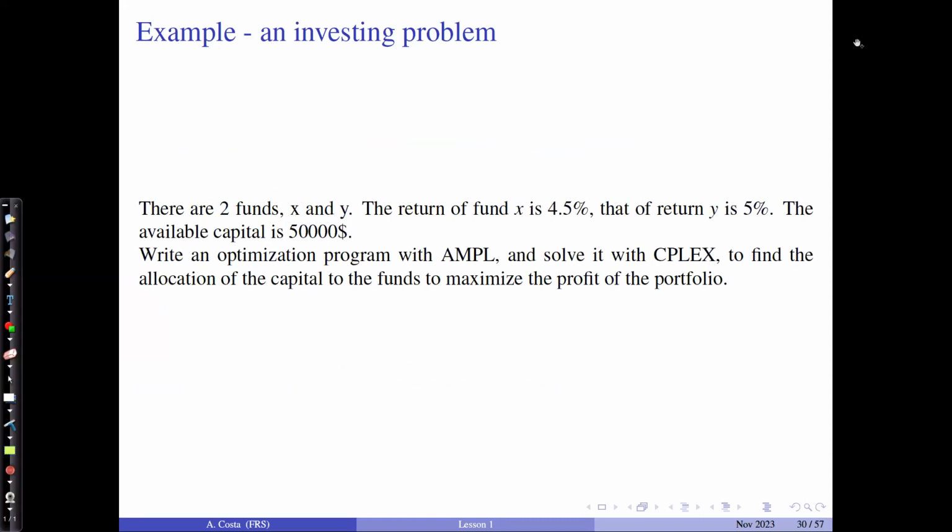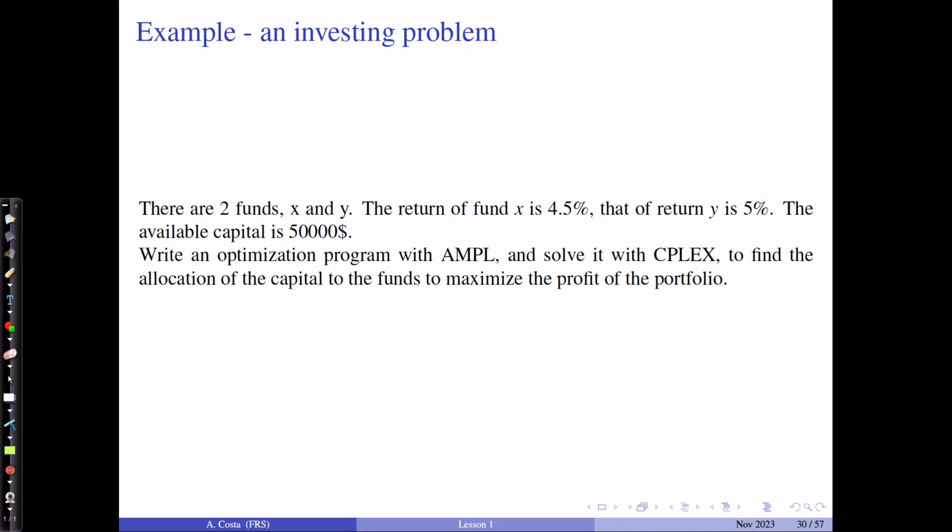Then maybe I can introduce a problem now, because you have seen the basics. So let's take an example. If you have a background in finance, sorry, I know it's a very simple problem, but it's just something for us to get used to input.